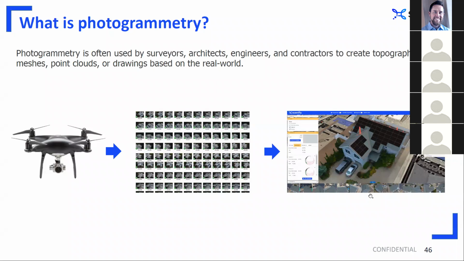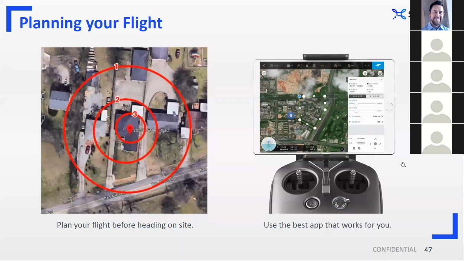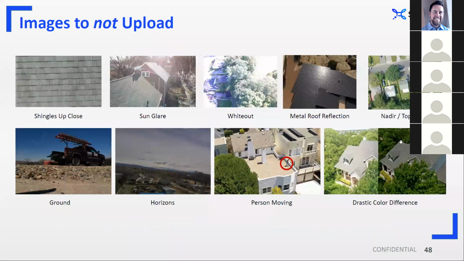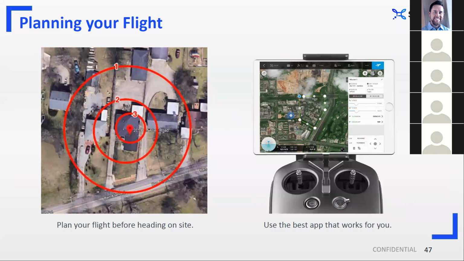Now, before going on site, it's important to plan your flight. So always check your airspace and weather first before going out. Look at the satellite imagery to see what obstructions, like trees or power lines, are in your flight path. Look to see where there's a good place to stand, where the drone is still within line of sight.